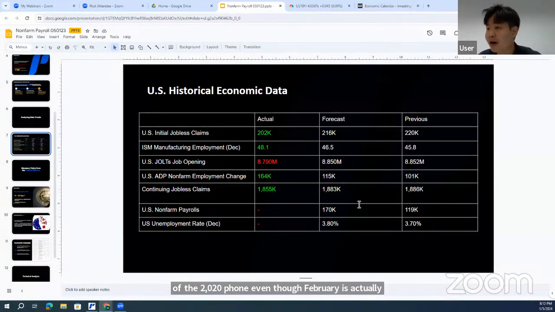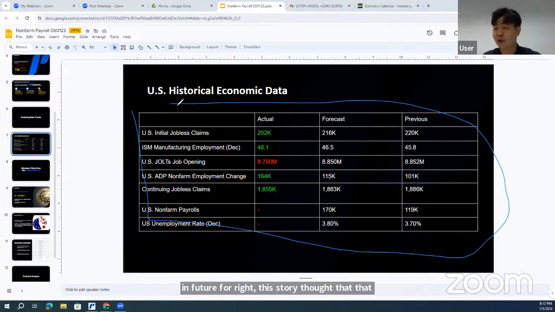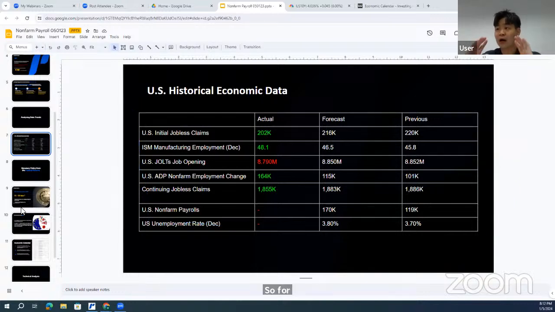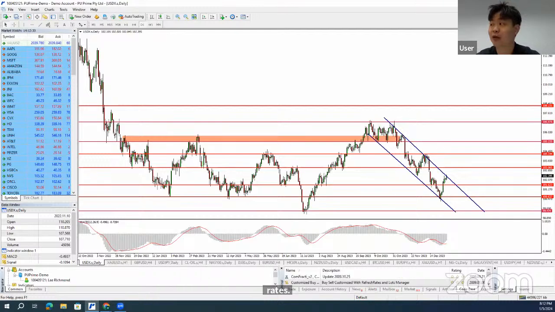But going forward, this historical data cannot 100% prove the trend for the dollar in 2024. So for new traders, what you need to understand in 2024 is that the long-term trend for the dollar as of now should not be that good, because a lot of Federal Reserve members are saying that they are going to cut their interest rates. Whether the Fed is going to cut the interest rate or not highly depends on the data, so you need to focus highly on the data.